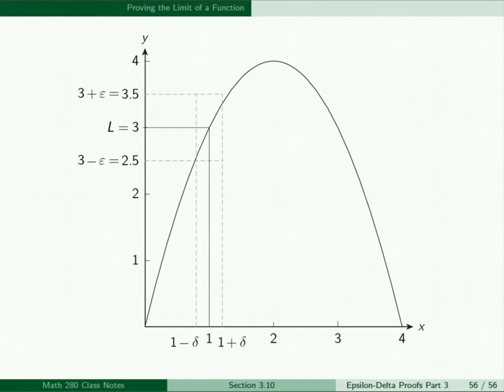So that means we want the graph to lie between the two horizontal lines that are shown at 2.5 and 3.5. And so we chose delta to be 0.2. And so on the x-axis, we have 1 minus delta located at 0.8, and 1 plus delta located at 1.2. And you can see that if x is between those two values, 0.8 and 1.2, then our graph does indeed lie between the two horizontal lines at 2.5 and 3.5. And this is basically what the definition of the limit is telling us.